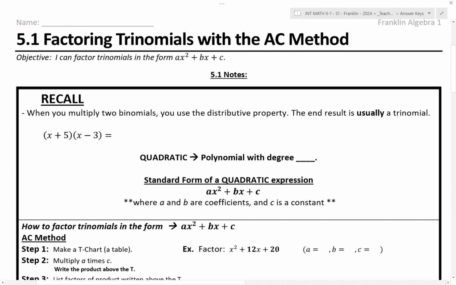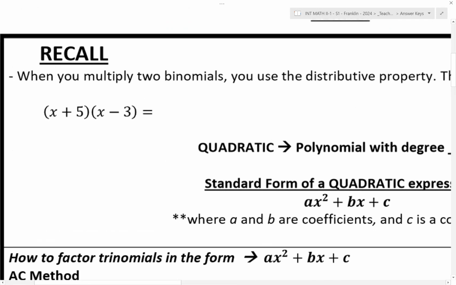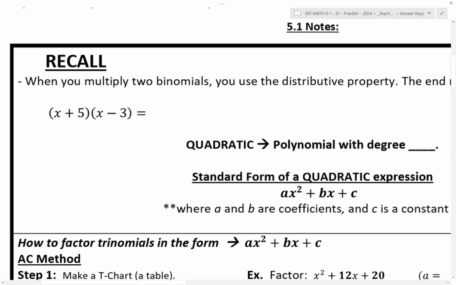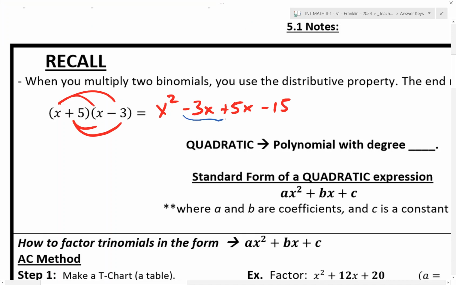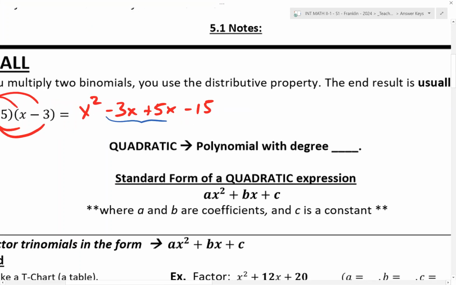When you multiply two binomials, you use the distributive property. And the end result is usually a trinomial. So let's take a look at this example here. x plus 5 times x minus 3. Remember, you multiply using the distributive property: x squared minus 3x plus 5x minus 15. And then you can combine like terms here, leaving you with the trinomial x squared plus 2x minus 15. Okay, so remember how that works.